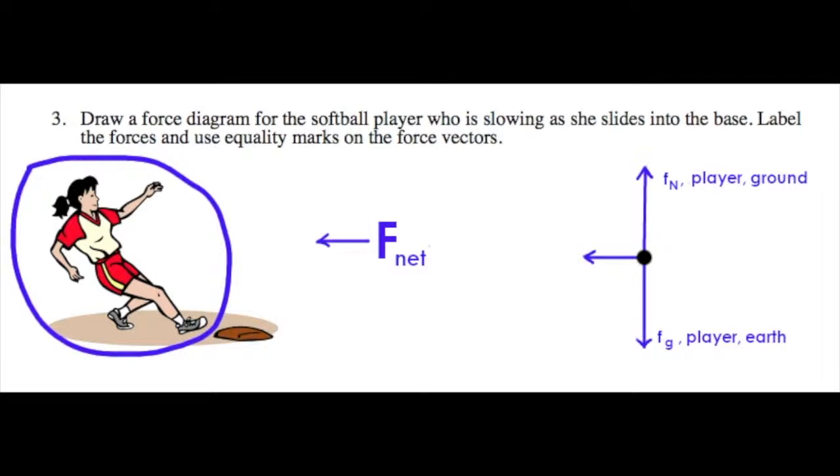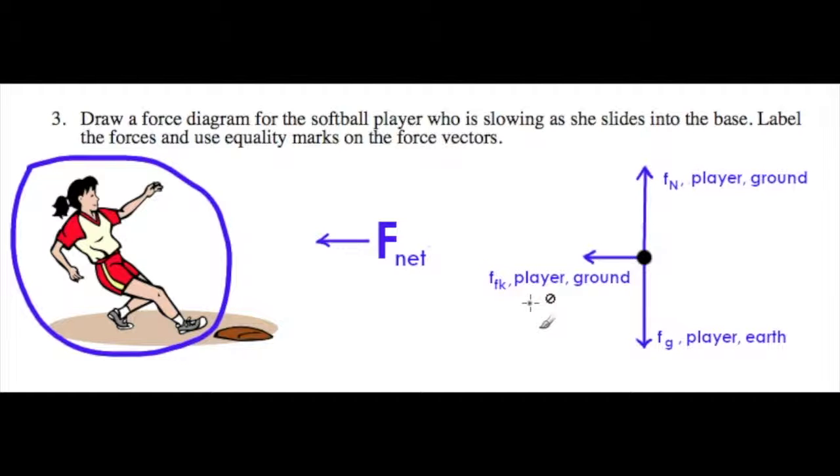Technically that's friction kinetic, but that just shows you that it's friction first, and then the type of friction is kinetic. It's kinetic because the softball player is moving. If she was staying still, then you would write static friction. So this is a kinetic friction on the player by the ground.